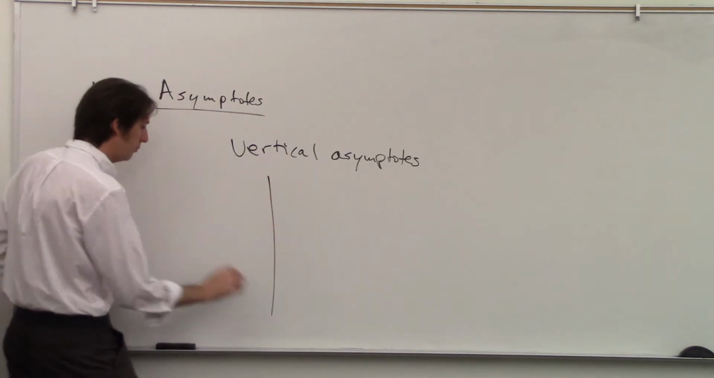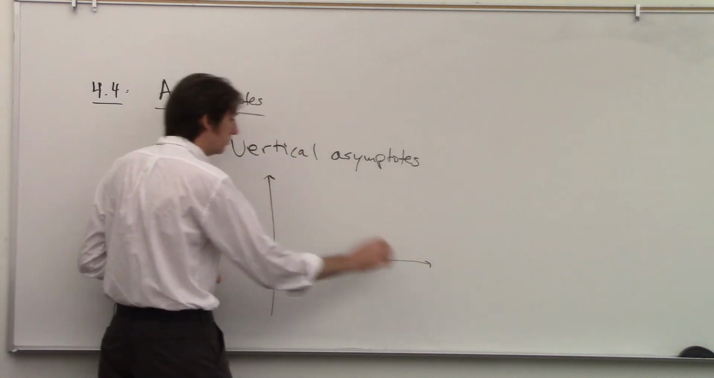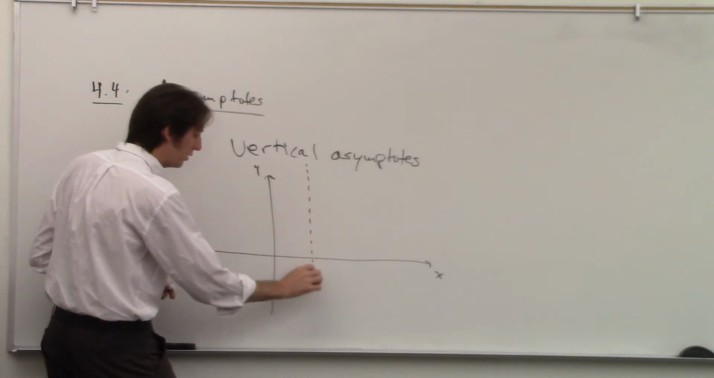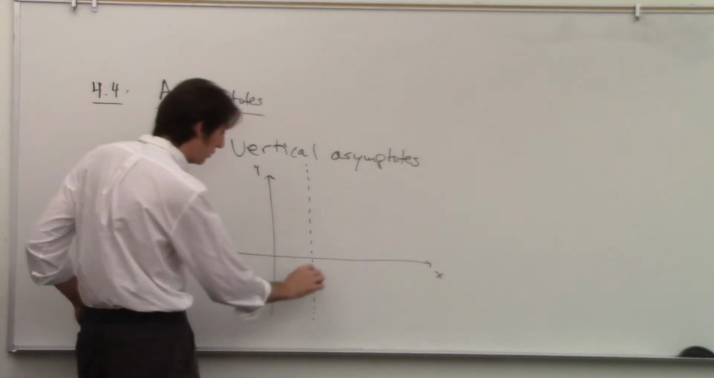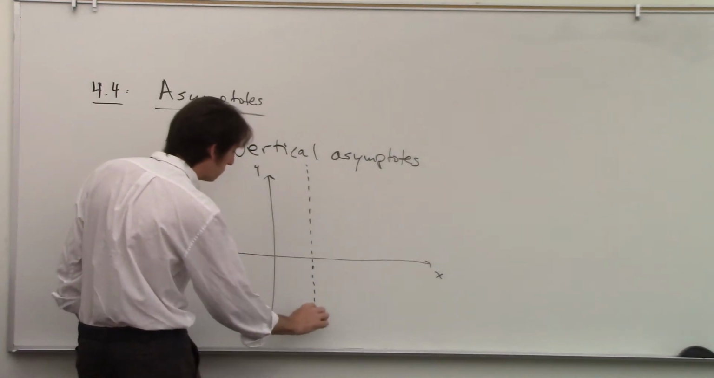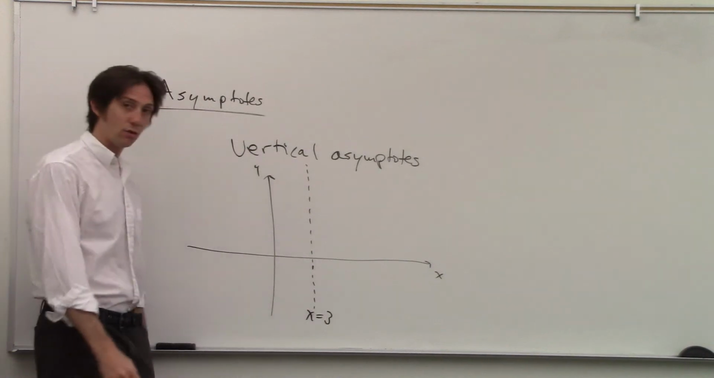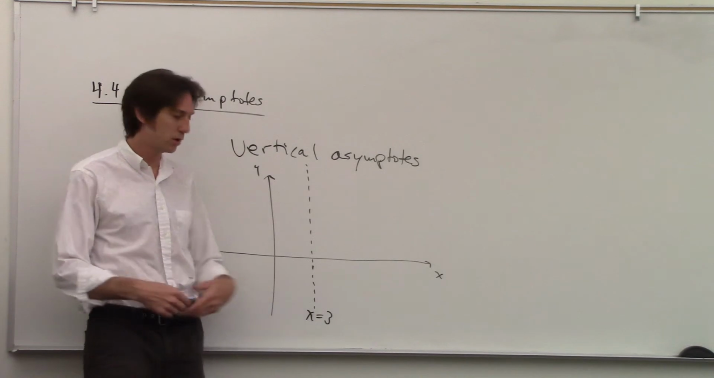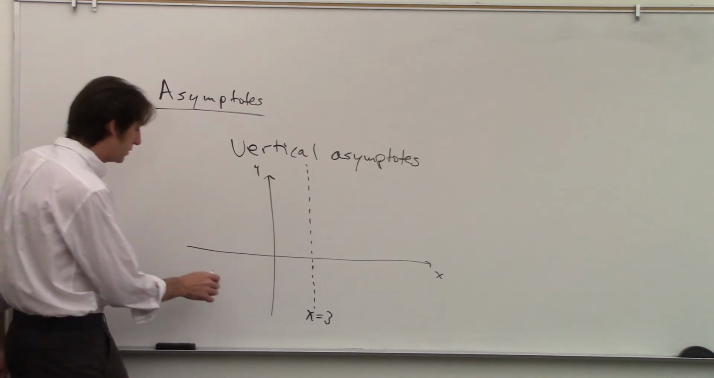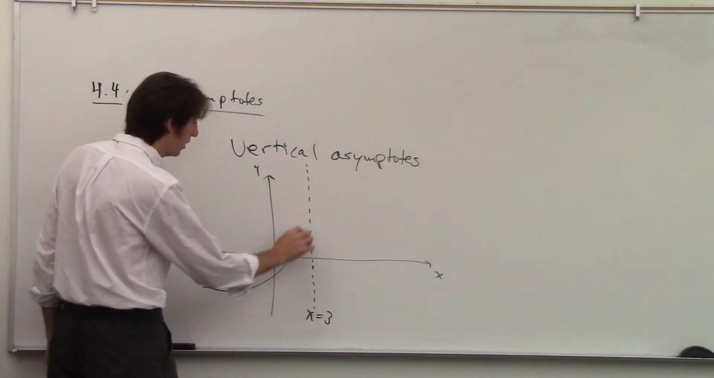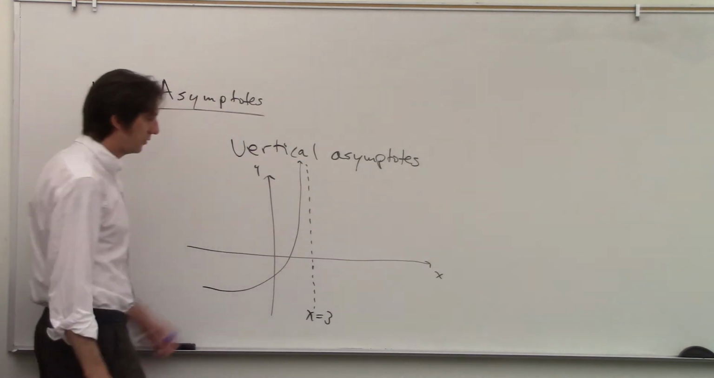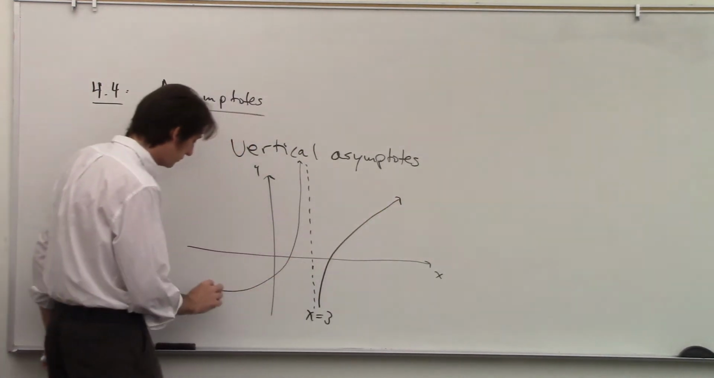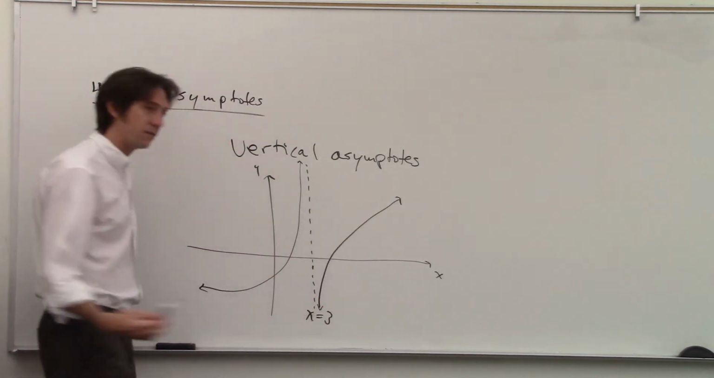Vertical asymptotes, graphically at least, look something like this. Typically they're represented with a vertical dotted line, maybe at x equals 3, say. And since it's a vertical line, the equation is x equals a number. Here's an example of a function that has a vertical asymptote at x equals 3. The black curve is a graph of my function.